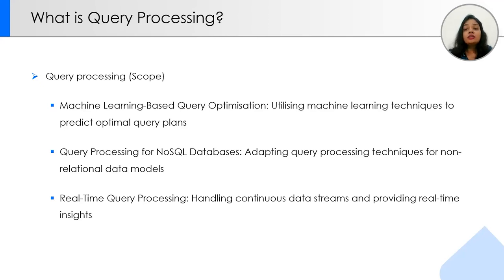Then comes query processing for NoSQL databases. So here you may find certain databases which are not SQL based, or which are prepared on a different database, and then you are using them for SQL or NoSQL. So basically this includes adapting query processing techniques for non-relational data models. So here, just think about it. When you do not have relational tables, when there is no relation between the tables and columns, yet you need to join the data. So the query processing has a solution for that as well. It can combine the data for you.